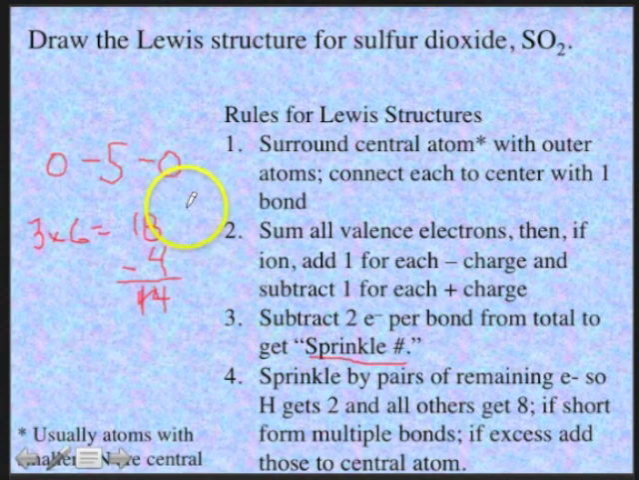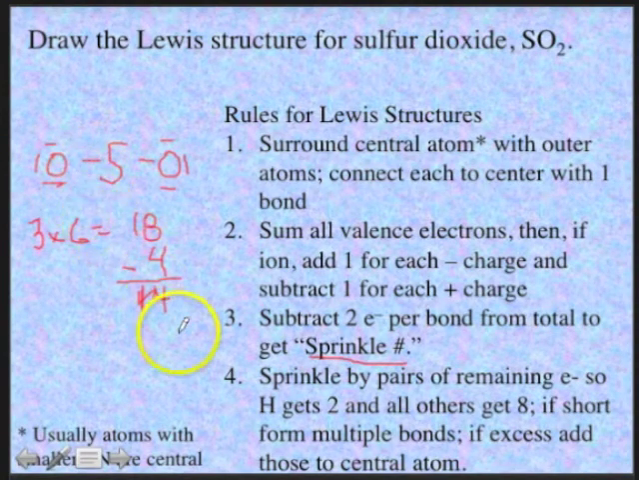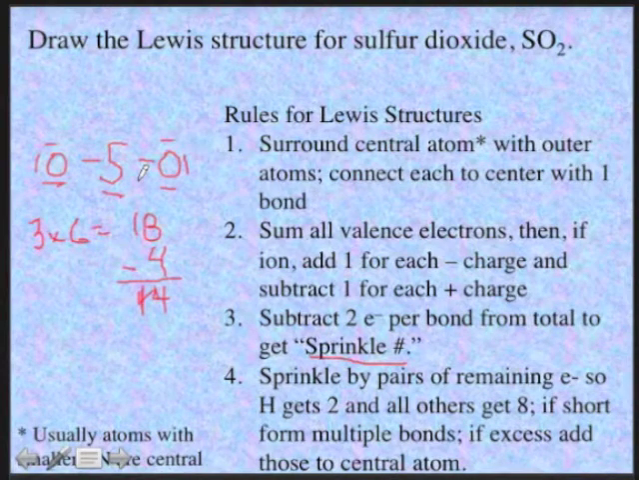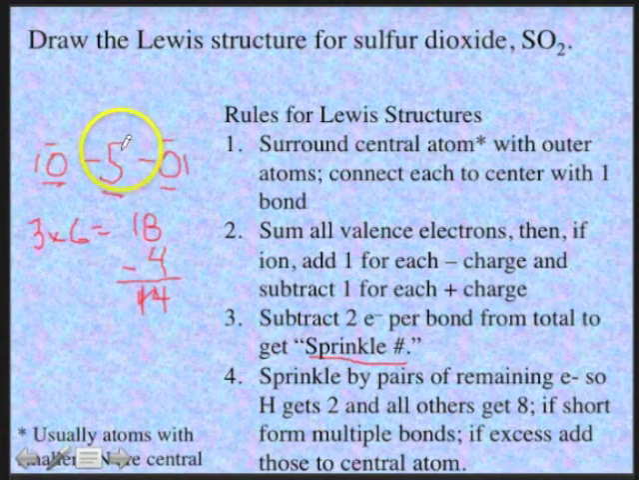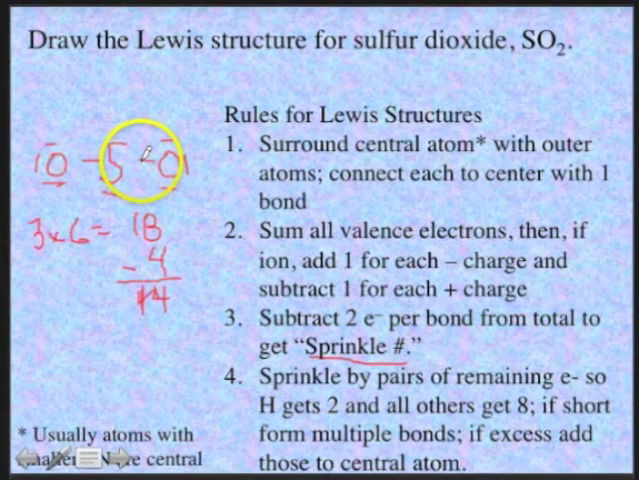I put them in around the peripheral oxygens first. 2, 4, 6. 2, 4, 6. That's 12 that I've added to the oxygens. I have 2 more to add. I'm going to put that on the central atom right there. But the sulfur, now I've used up all my valence electrons, but sulfur in the drawing that I have is not obeying the octet rule. It only has 6 electrons around it, not 8.